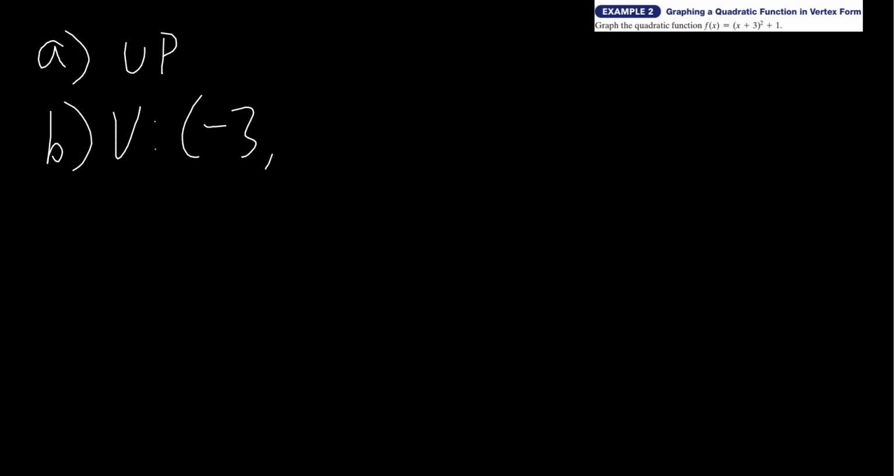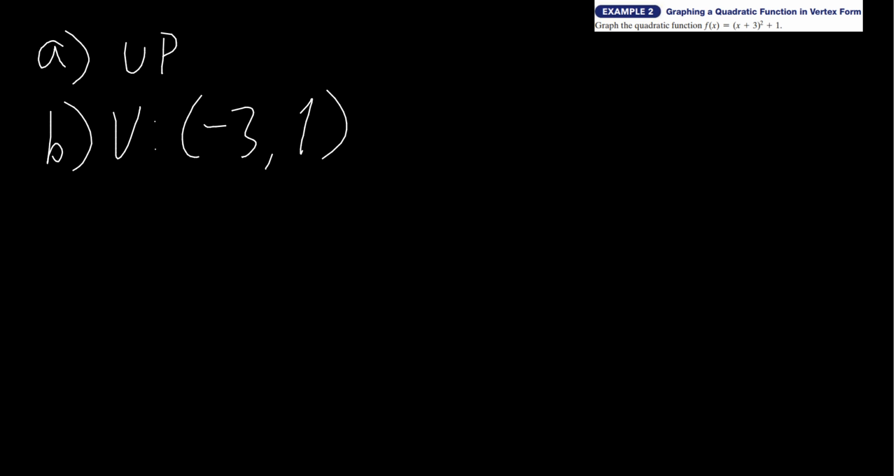All right, so the first thing we need to do is ask ourselves, does this open up or does it open down? Well, it has a positive leading coefficient, so we would say that it opens up. B, my vertex looks like, again, it's the negative of whatever number is in there. So that's a positive 3, so we're going to make it a negative 3, and then positive 1.